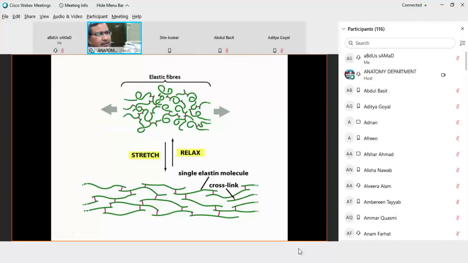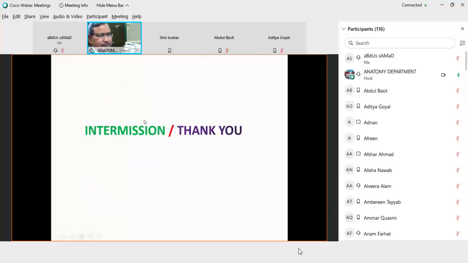And stretchability is based on this one. There is cross link between the molecules, and they provide the stretching. If it is stretched, it becomes straight, otherwise it becomes coiled.